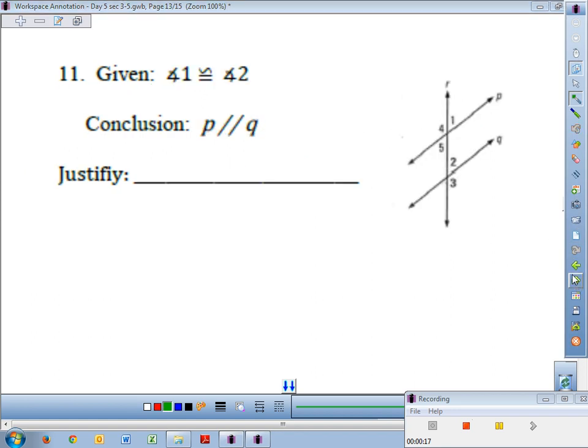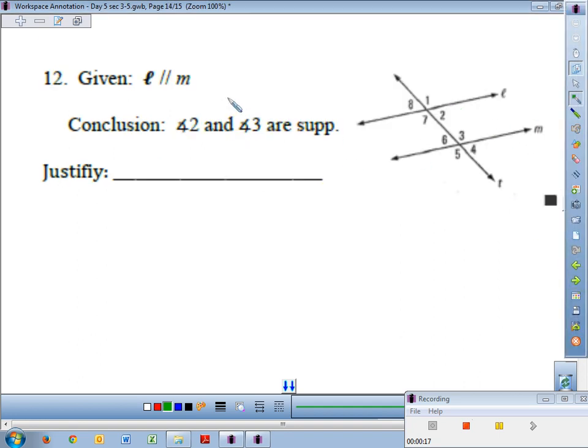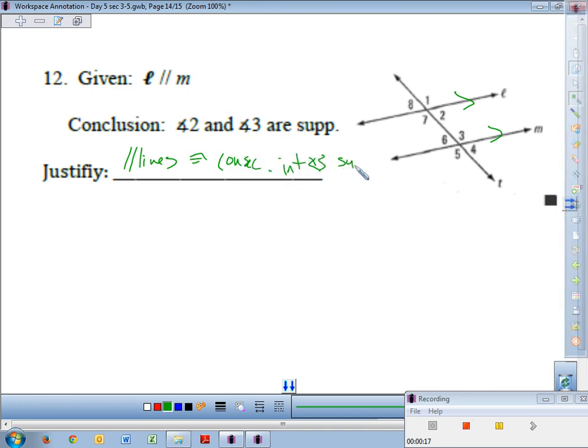Why don't you pause the video and try the last two on your own. Just give it a pause and see if you can get those justified. So on number 11, you should have had corresponding angles congruent implies parallel lines. And mark the given. And on 12, they gave you parallel lines, and that will imply that angle 2 and angle 3, which are consecutive interior angles, should be supplementary.